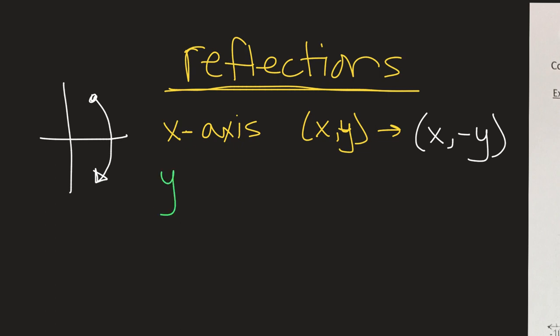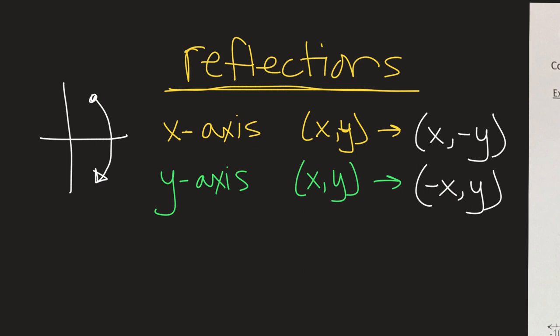What if we had a y-axis reflection? What happened to every point x, y? Negative x, y. The x value changed. So if the x was positive, it became negative, and if the x was negative, it became positive, because everything in this quadrant went over there. Your x values went from positive to negative, or negative to positive, and nothing changed with the other one.